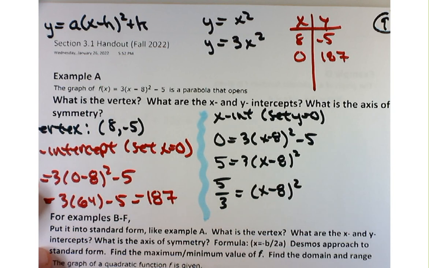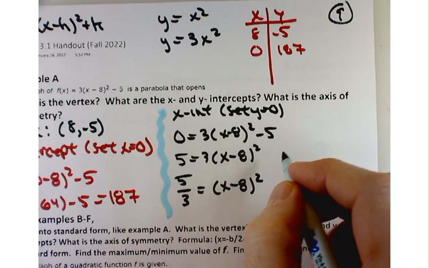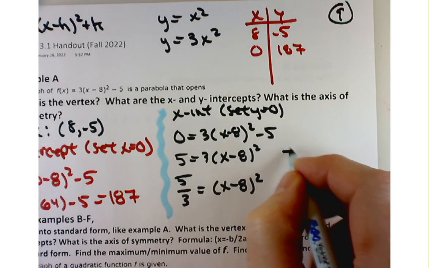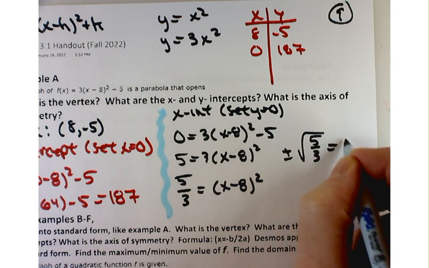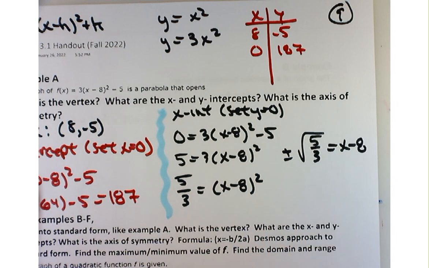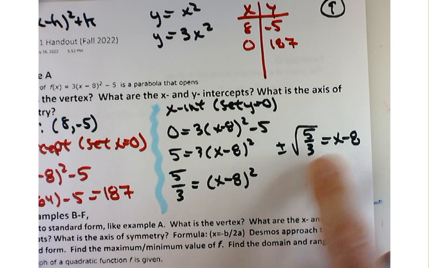Why do you think I did that? It's a good question. Why did I do that? What am I setting myself up for? Use the square root property. Yeah, you can use the square root property here, right? So if I take the square root, I'll get plus or minus the square root of 5/3 equals x minus 8. Notice that there's two solutions here. There's the positive solution and the negative solution.